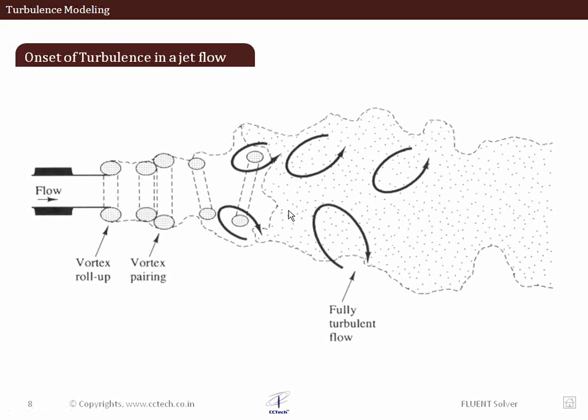So let's have a look at the pictorial representation of a jet which is coming out, and as it comes out of the orifice, you can see some vortex roll up takes place, and these vortices also interact with each other, and as they proceed further into the stagnant fluid, this becomes a fully turbulent flow.